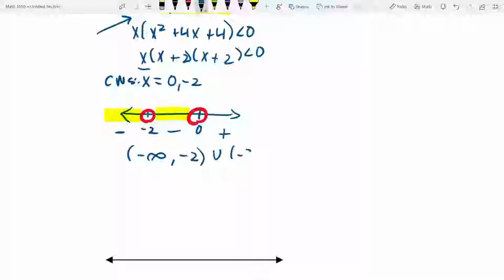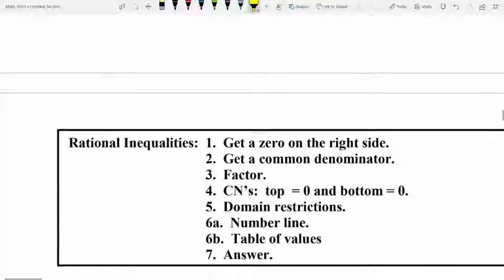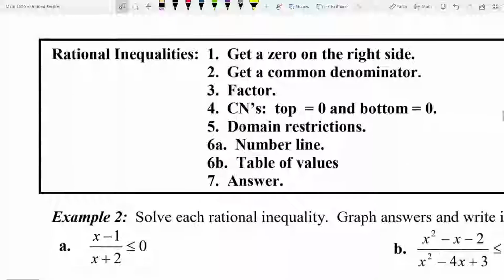And then union -2 to 0 with a parenthesis. There's my answer, and I'm good. All that was review. Yeah, we had a bigger exponent, but it didn't change anything that we did. Okay? Okay, here we go with these ones.